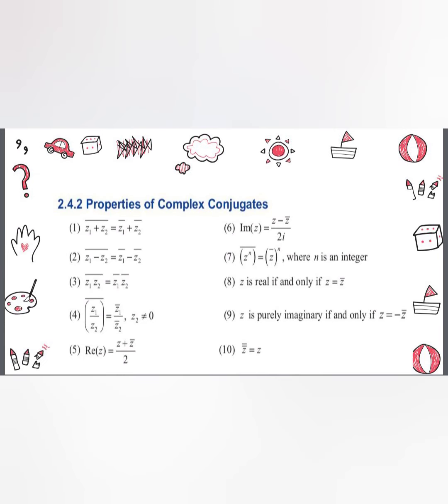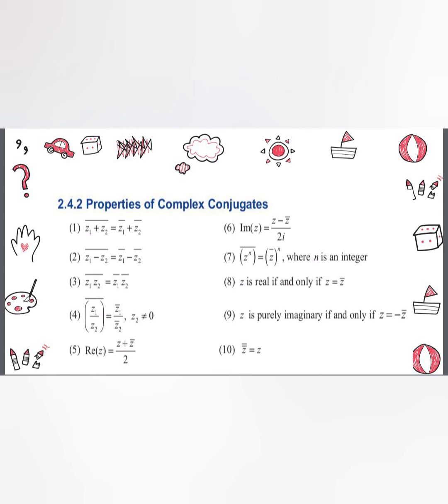Now, the properties of complex conjugates. These complex conjugates will also satisfy conditions like addition and multiplication. See the first property: z1 plus z2 the whole bar can be written as z1 bar plus z2 bar. Next, z1 minus z2 the whole bar is z1 bar minus z2 bar. Third, the product z1 into z2 the whole bar is z1 bar into z2 bar. Fourth, the division: z1 by z2 the whole bar can be written as z1 bar by z2 bar, where z2 is not equal to 0.